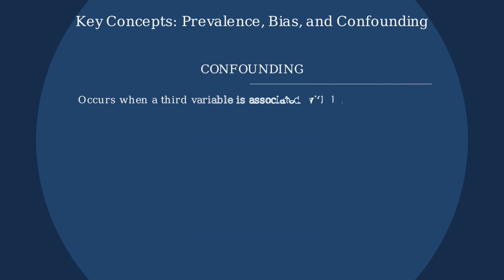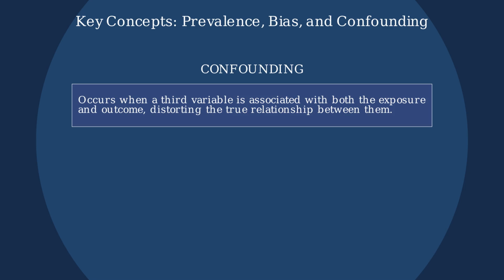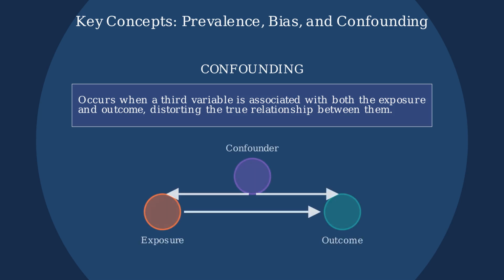Confounding occurs when a third variable is associated with both the exposure and outcome, distorting the true relationship between them. In this diagram, we can see how a confounding variable can influence both the exposure and outcome, creating a spurious association between them. A classic example is the relationship between coffee consumption and lung cancer. While coffee drinkers might show higher rates of lung cancer, this association could be confounded by smoking, which is linked to both coffee drinking and lung cancer.